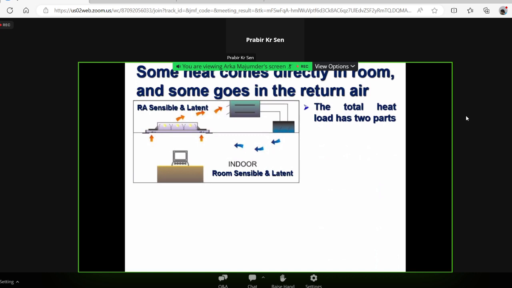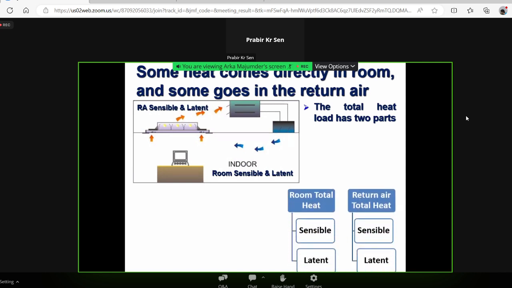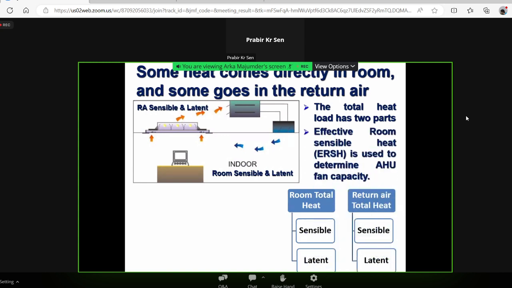So heat comes in two ways. Now, next. Yes. So heat comes in two parts. One directly in the room, which we call room total heat. One in the return air space, which is the return air total heat. And room total heat again has got two parts. One is the sensible part, another is the latent part. And the total return air heat also has got two parts, one is the sensible, one is the latent part. Now let us see which heat comes where. I will tell you why I am splitting it.